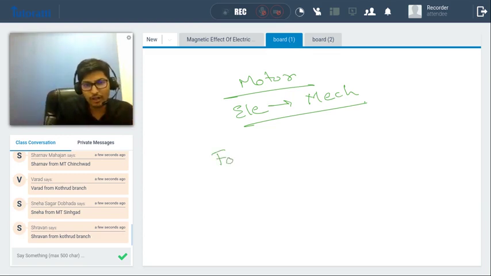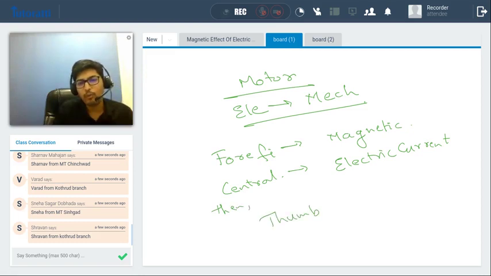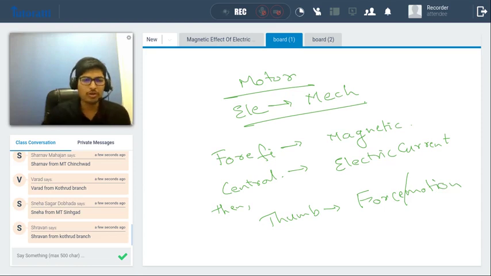I'll repeat. If the forefinger shows the magnetic field, central finger shows electric current, then the thumb points in the direction of the force or motion, because motion cannot happen without force, right? So that is one important thing to remember.